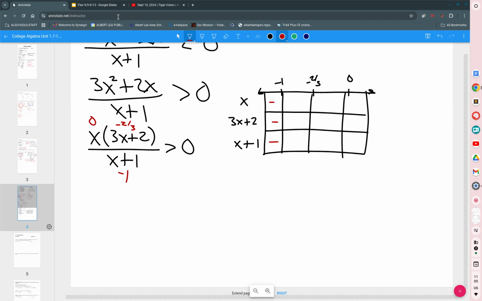A lot of times people are like, what fractions are between negative 1 and negative 2/3? I don't like to think of the fractions. That confuses me. So I think of this as negative 0.6 repeating. Can somebody think of a decimal that's between negative 1 and negative 0.6? Negative 0.8. Sure, negative 0.8, negative 0.9, negative 0.7. These are all options. I'll choose the negative 0.8. Negative 0.8 is negative. 3 times negative 0.8 is negative 2.4. Plus 2 is negative. And negative 0.8 plus 1 is positive.